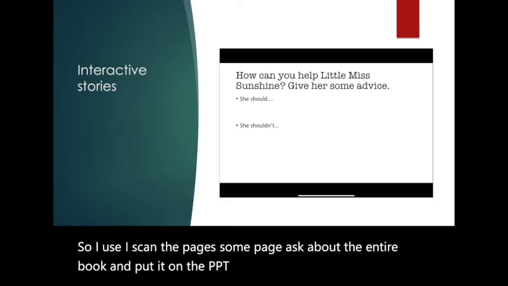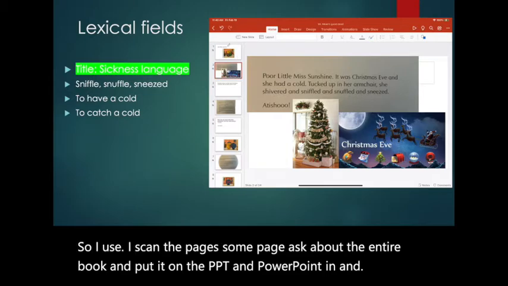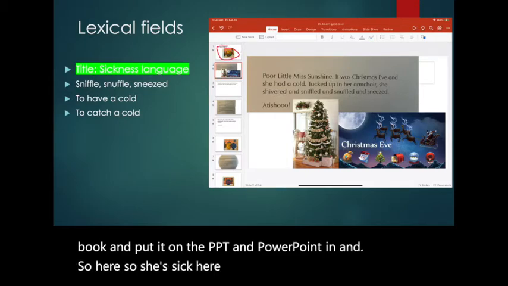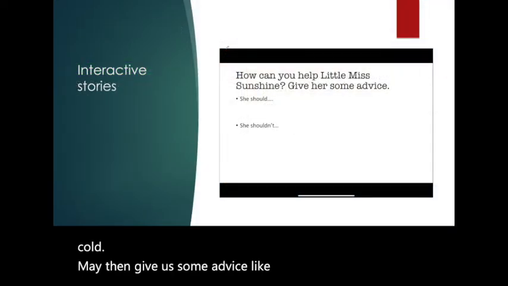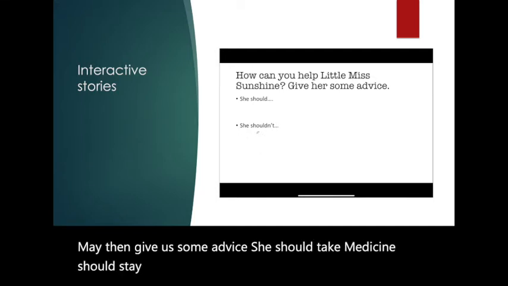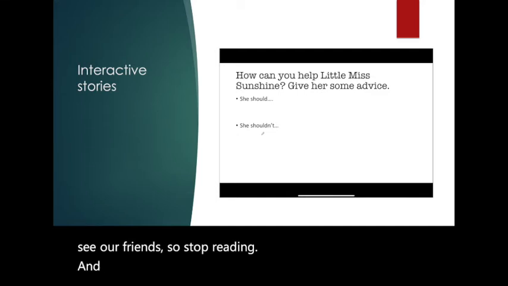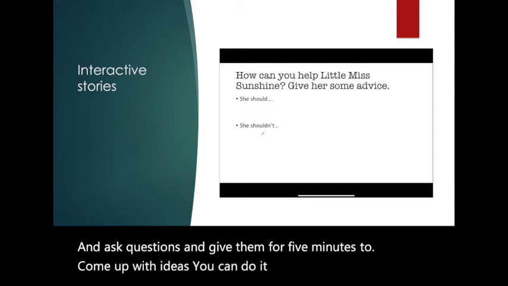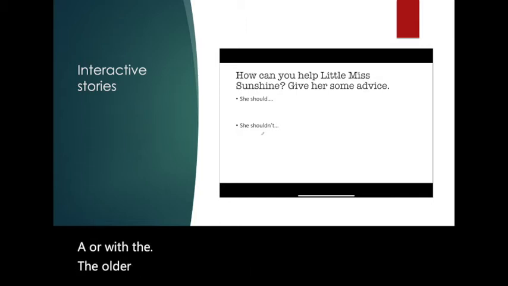And then so here, she's sick, Little Miss Sunshine. She's got a cold, and then give her some advice, like, okay, well, she should take medicine, she should stay home, she should have some chicken soup, she shouldn't go out, she shouldn't see her friends. So stop reading and ask questions, and then give them 4 or 5 minutes to come up with ideas. You can do it orally with younger learners, or with the older ones you can ask them to write something.